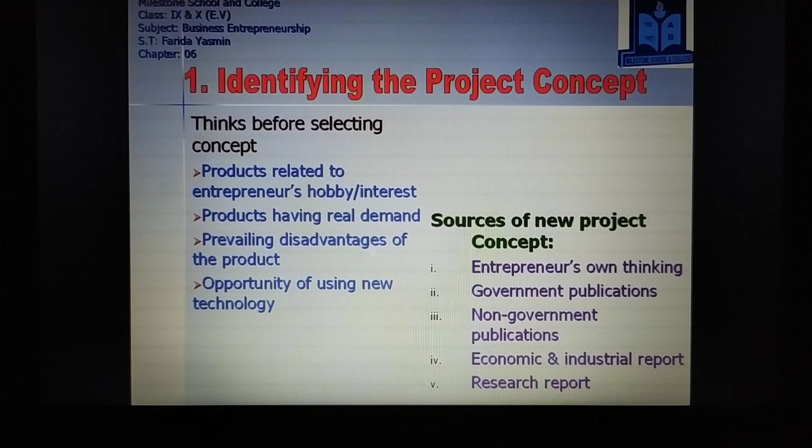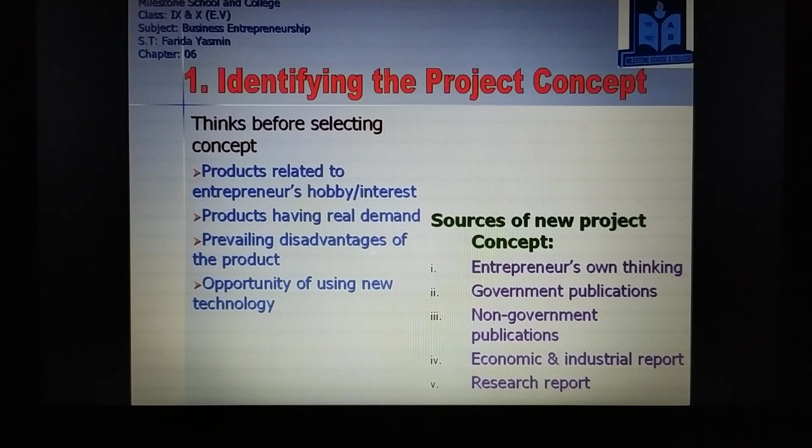Selection of the project starts from identifying the concept of the project by the entrepreneur. During the selection of the project, it is wise to think of products related to entrepreneur's hobby or interest, products having real demand, prevailing disadvantages of the products, or opportunity of using new technology. The sources of new project concepts are entrepreneur's own thinking, then number 2, various government, number 3, non-government publication, number 4, economic and industrial report, number 5, research report.